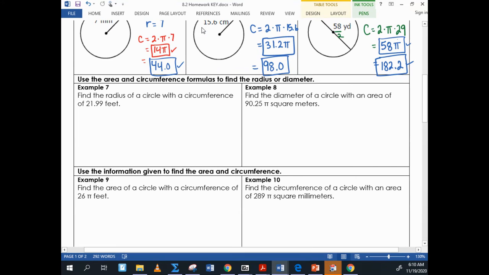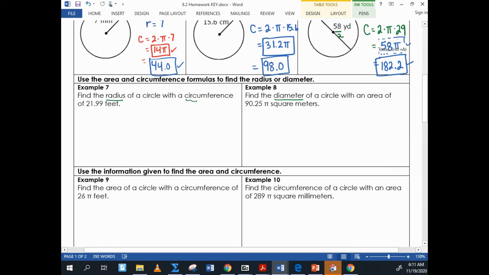All right, welcome back. We're going to do two more examples in this video, examples 7 and 8. This time they're going to ask for the radius in both of these. Actually, this one says find the diameter, but we're going to find the radius first to find the diameter. So we're trying to solve for r this time, and they're going to give us either the area or the circumference. So we're still going to be using those two formulas that we gave you earlier.